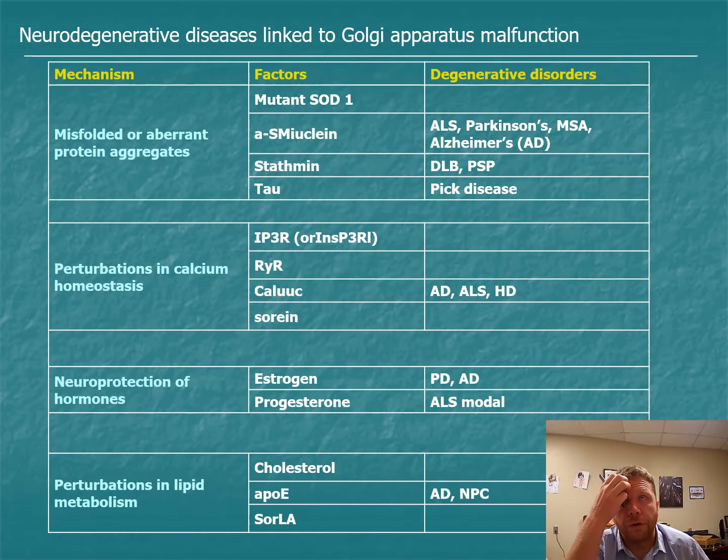Now, there are a number of different neurodegenerative diseases that are linked to malfunctions of the Golgi apparatus. So misfolding of proteins, you can also see disruption of calcium homeostasis, because if you remember, one of the things that the Golgi does is it is involved in calcium storage. Neuroprotection of hormones can also be an insult from a Golgi apparatus malfunction.